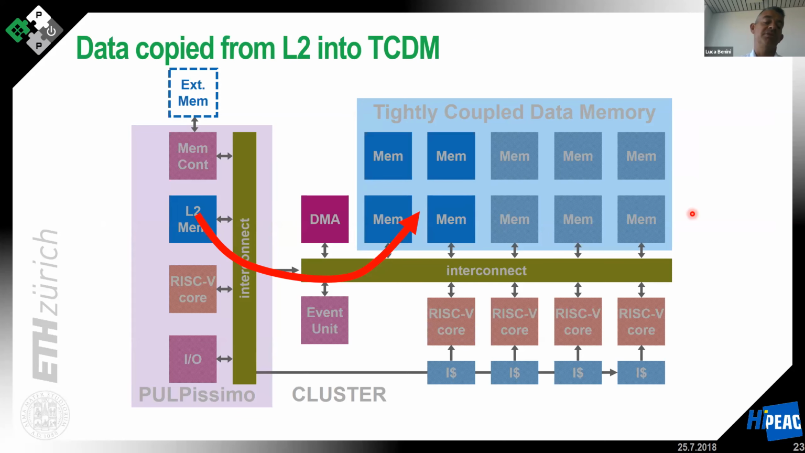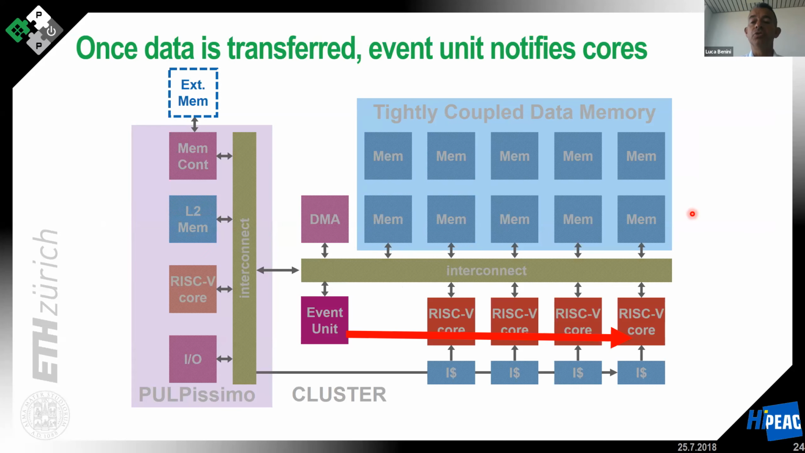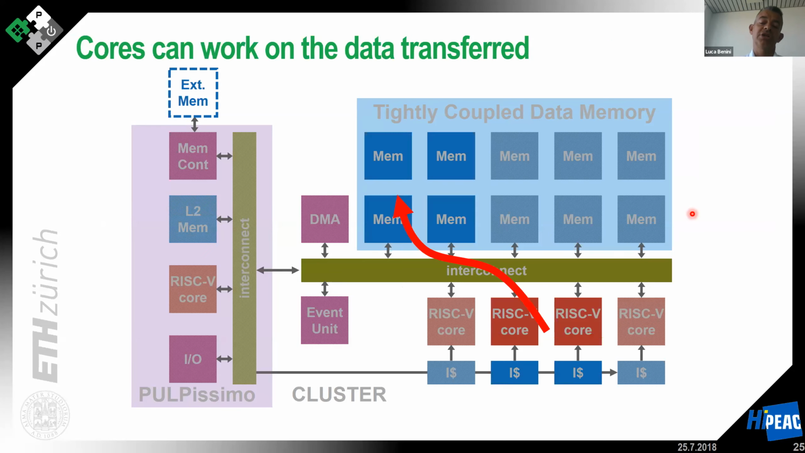The DMA transfer will copy the new data into the cluster while the processors are working on the previous frame of data, and the event unit will synchronize the cores whenever needed. So the cores will work on the data that has been copied by the DMA in the previous iteration, and the DMA will use the remaining part of the memory to copy the new data in parallel while the cores are working.